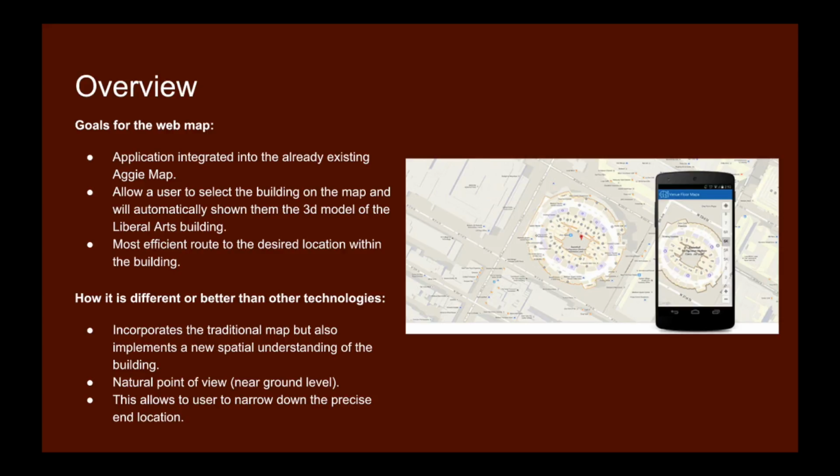By allowing the user to search through a traditional map, such as the Aggie map, and selecting the building of their choice, they will be shown the 3D model of the building. And this will allow them to gain a better understanding on where the room is inside of the building, and will be able to search for a room number, and an efficient route to that room will be highlighted.